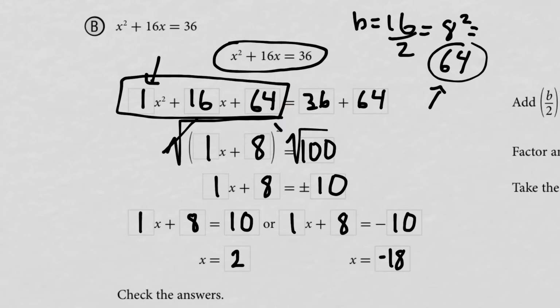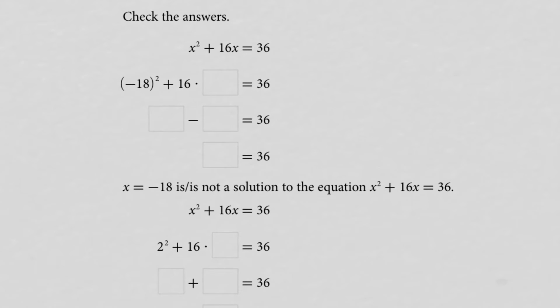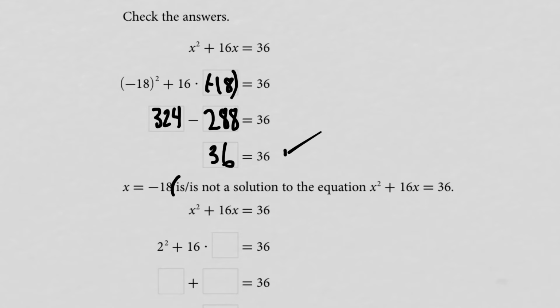Now how can I check that my answer is correct? 2 and negative 18. Plug them into the original equation. Plug them both in. So we plug in negative 18, we get negative 18 squared plus 16 times negative 18 again, because we're plugging in negative 18. We get negative 18 times negative 18, which is 324, and 16 times negative 18, which is going to be minus 288. And then 324 minus 288 is 36. So that gives me a true equation. 36 equals 36. Therefore, x equals negative 18 is a solution to the equation x squared plus 16x equals 36.